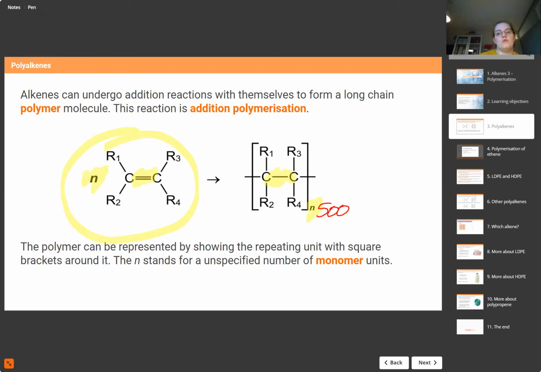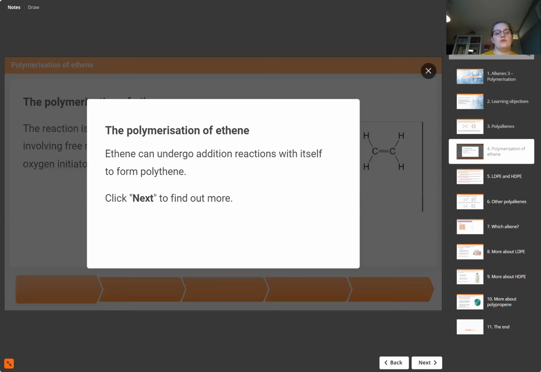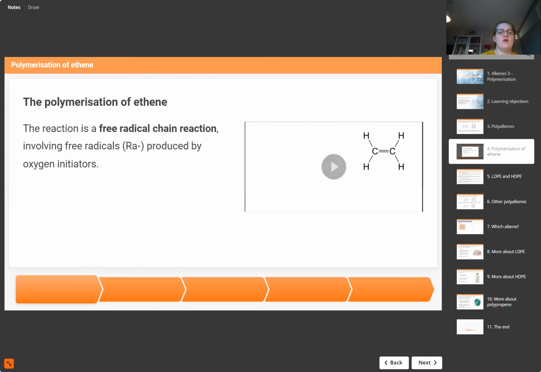So what we're going to have a quick look at is how we polymerize ethene. Ethene can undergo addition reactions with itself to form polyethene. It's basically a free radical chain reaction. If you think about when we talked about free radicals the other week, it's one of those chain reactions. In this situation, we don't have to use specific free radicals, so we're just going to say R• as our free radical, giving it a generalized formula. That's the only reason why R is there. It's a free radical produced by oxygen initiators.